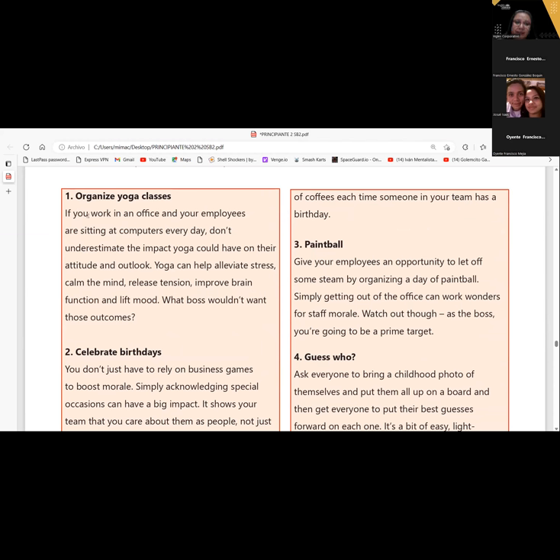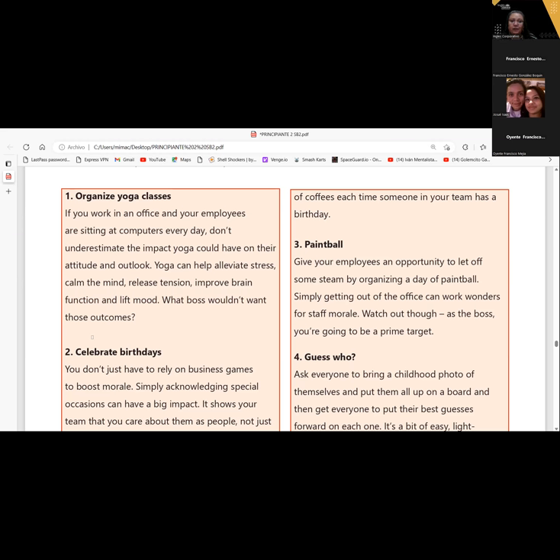Organize yoga classes. If you work in an office and your employees are sitting at computers every day, don't underestimate the impact yoga could have on their attitude and outlook. Yoga can help alleviate stress, calm the mind, release tension, improve brain function, and lift mood. What boss wouldn't want those outcomes? Now you read paragraph one.